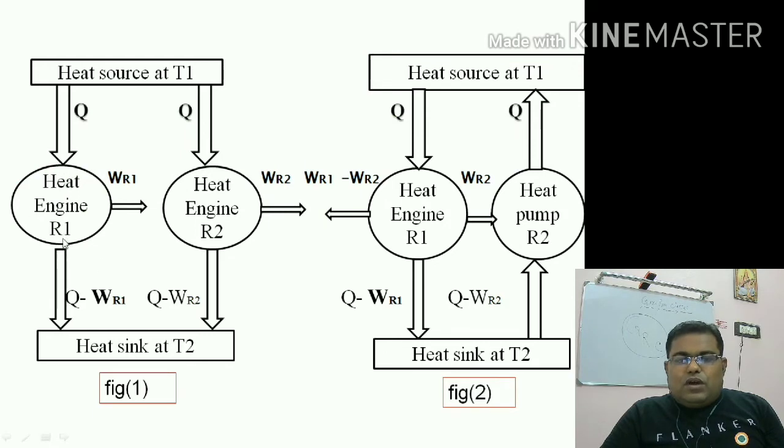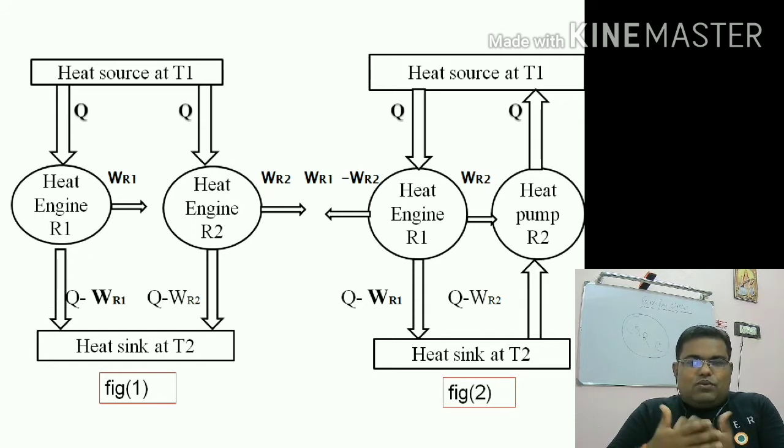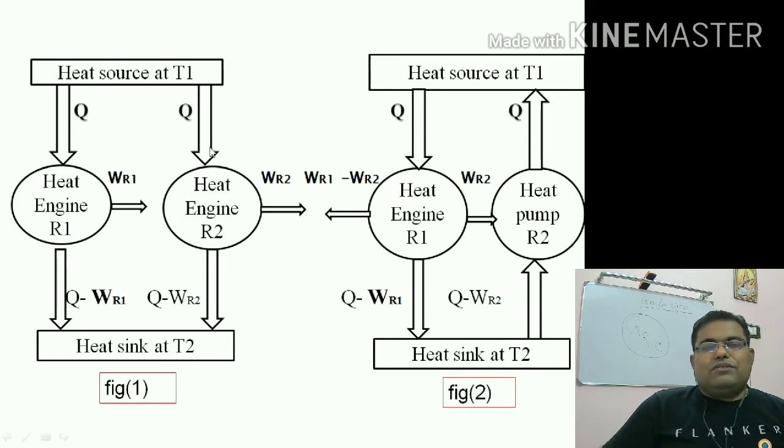Heat engine R1 and heat engine R2 are both reversible, and both are getting an equal amount of heat from the high temperature source and rejecting heat Q minus WR1 by engine R1 and Q minus WR2 by engine R2, producing corresponding work WR1 and WR2. Our assumption is that heat engine R1 is more efficient, or we can say WR1 is greater than WR2. Now we are going to reverse the direction of one of the heat engines. So we are reversing the direction of heat engine R2.